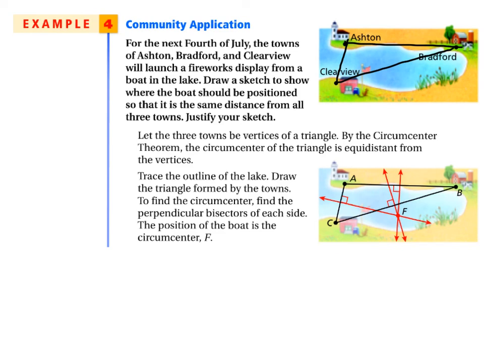So you would then draw the perpendicular bisectors of each side, and they would cross here at point F. Now if I connected these, this would prove that F is equidistant from all the vertices, which happen to be all of the towns. So the boat should go at point F, which is the circumcenter.